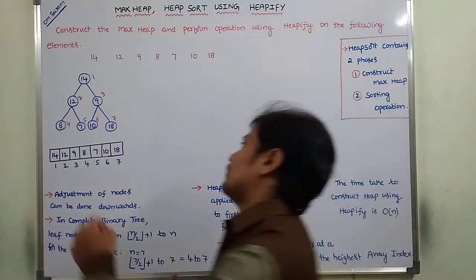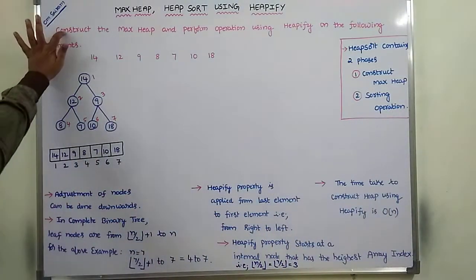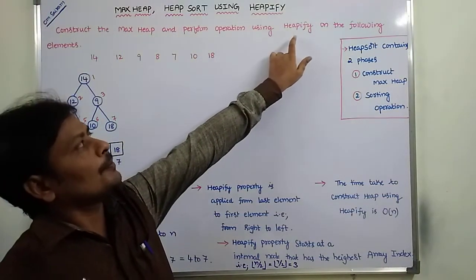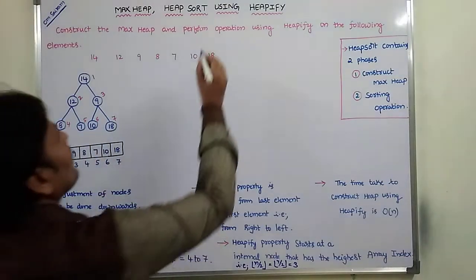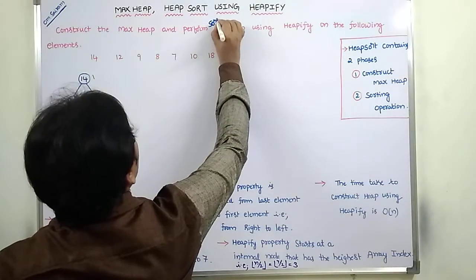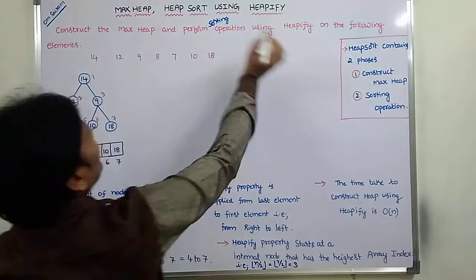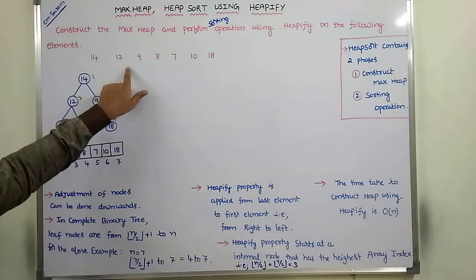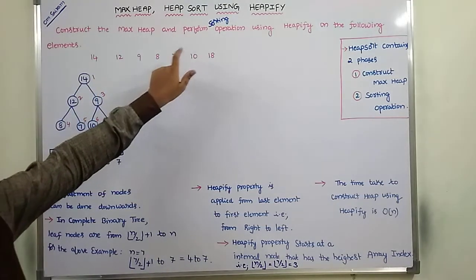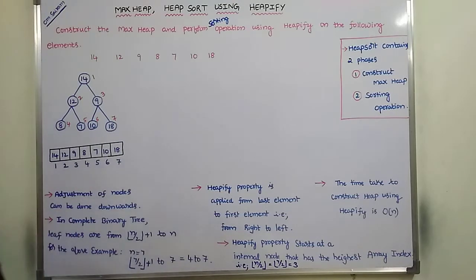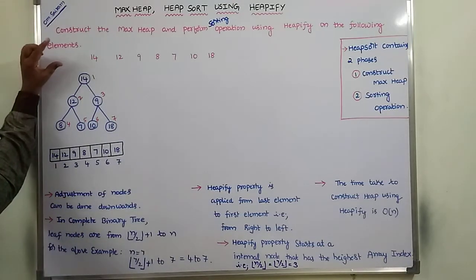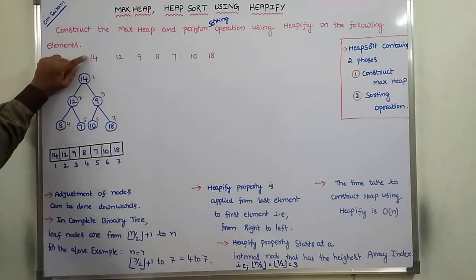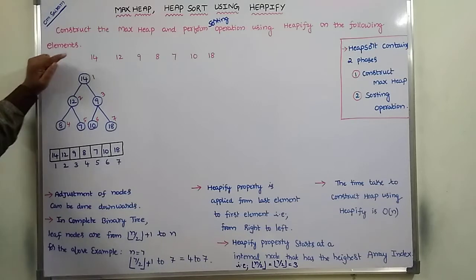Now, construct the maximum heap and perform the sorting operation using Heapify on the following elements: 14, 12, 9, 8, 7, 10, 18. First we have to construct the complete binary tree using these elements. So first, 14 can be taken as the root node.